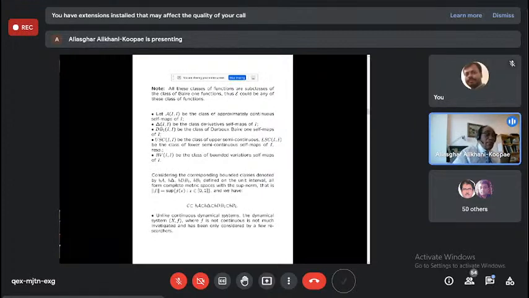As I said before, there is the class of derivatives. So Delta of I and I is the class of derivatives, self-maps of I. This class contains the class of continuous functions, and it sits within the class of Baire one functions. Darboux-Baire functions.